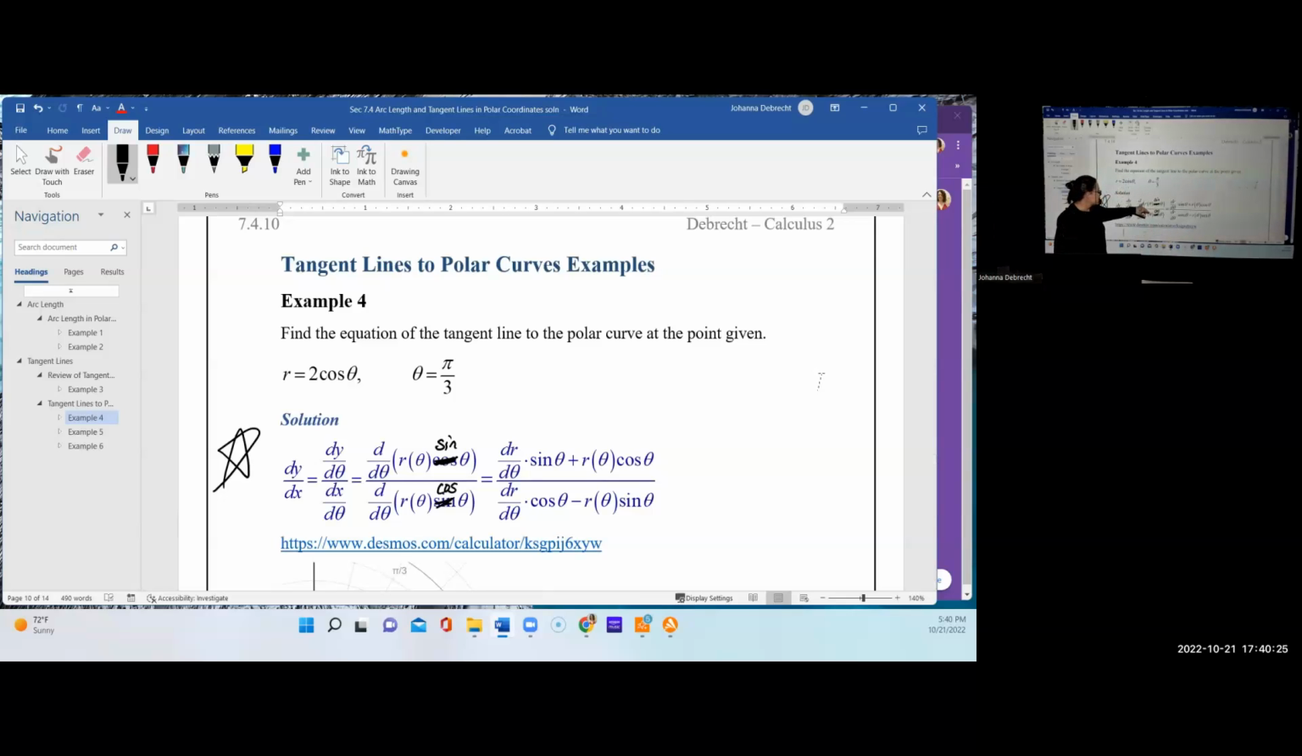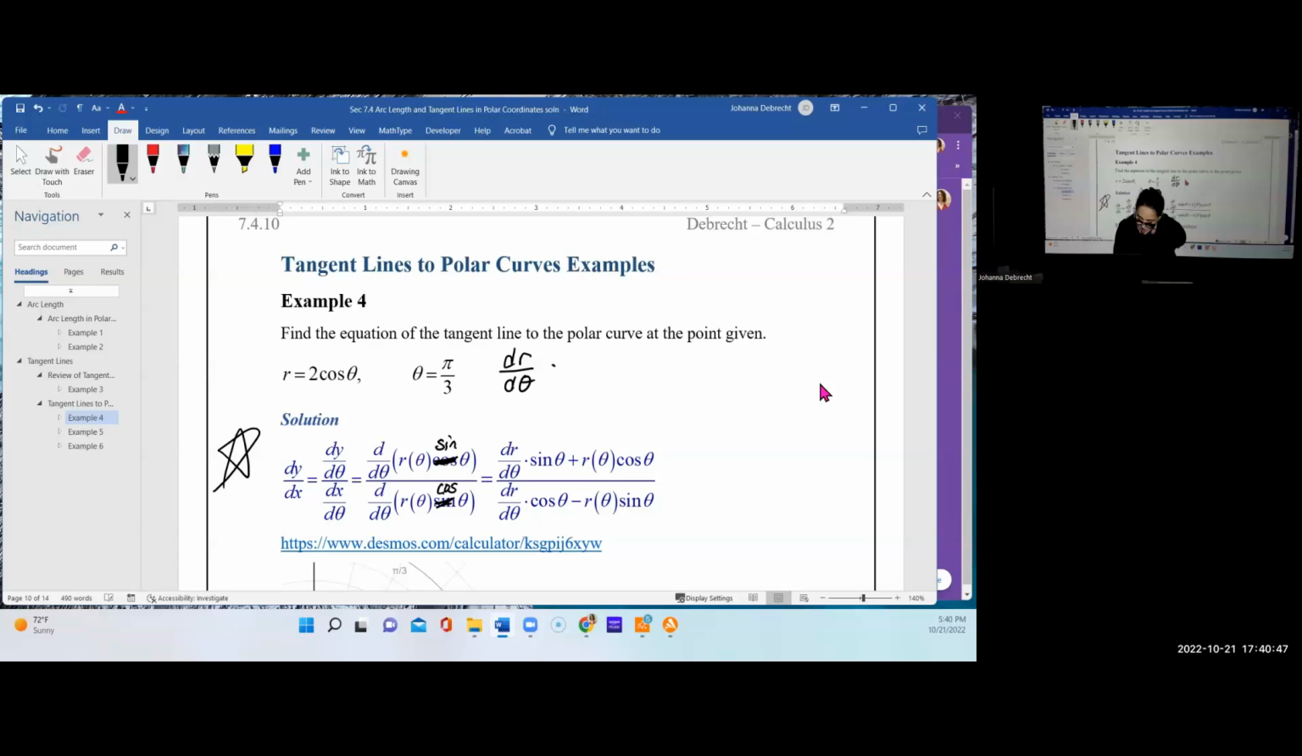You can see this elaborate formula. Again, you can always derive it, take the derivative of r(theta) sine of theta, which is dr/d theta sine theta plus r(theta) cosine theta, etc. Okay, so when we're looking at this, let's figure out the different parts. I need a dr/d theta. So let's go ahead and find dr/d theta.